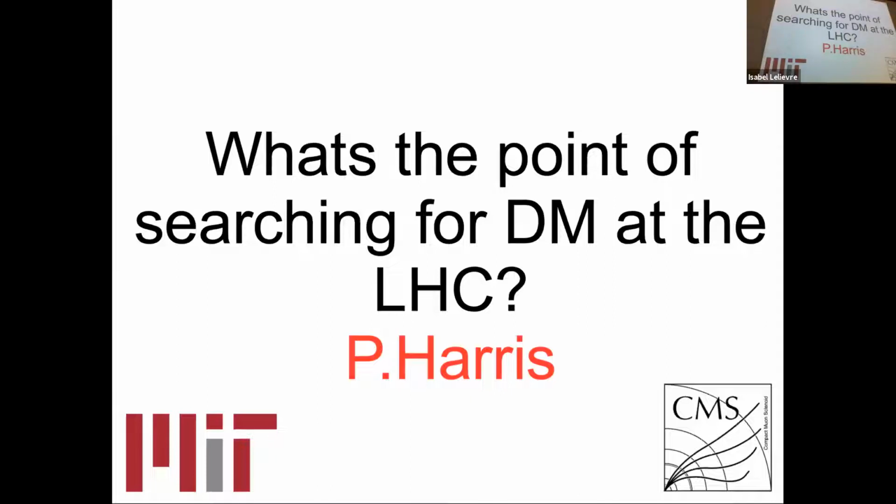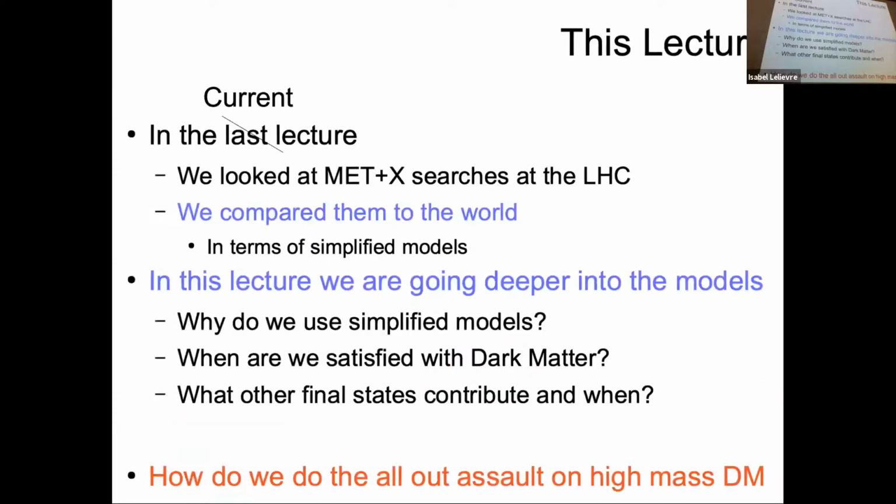But I wanted to ask now, given all these final states, given all these models, what's the point of searching for dark matter at the LHC? And perhaps more importantly, what are we trying to reach, right? I said, oh, we have this benchmark, coupling equals 1. Is that important? So let's try to ask, how do these analyses play in the context of the world of dark matter searches?